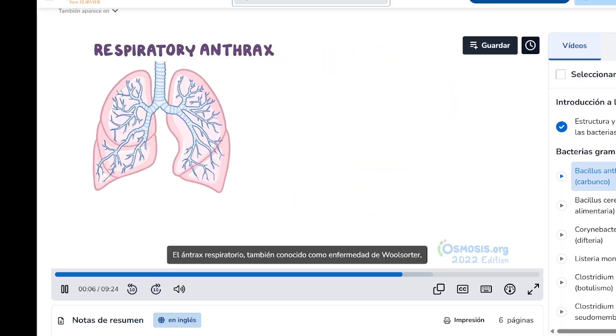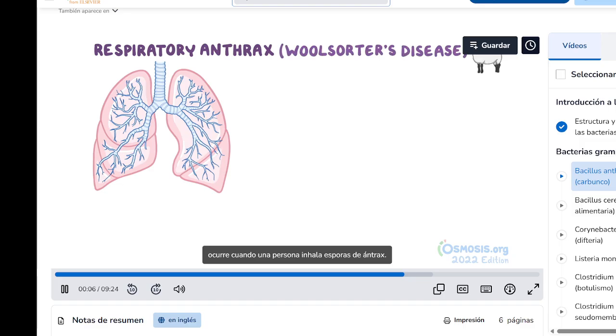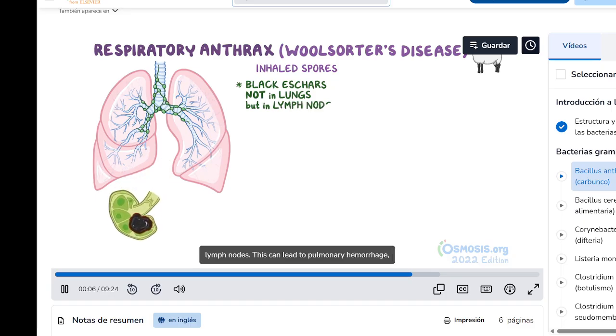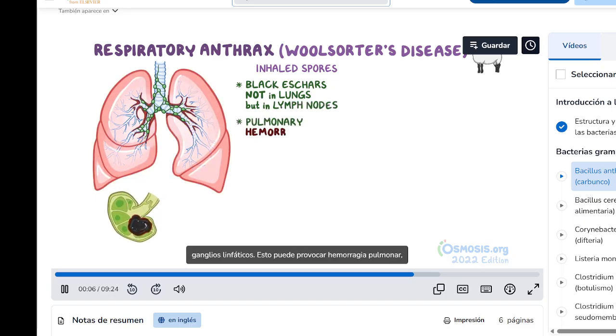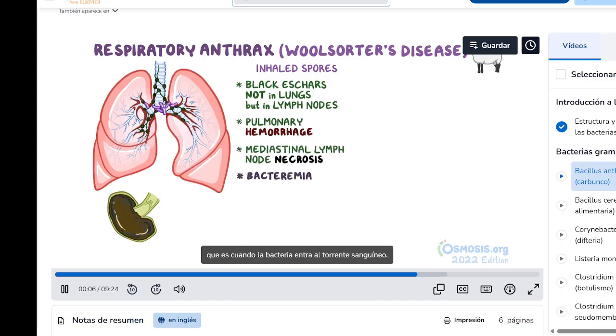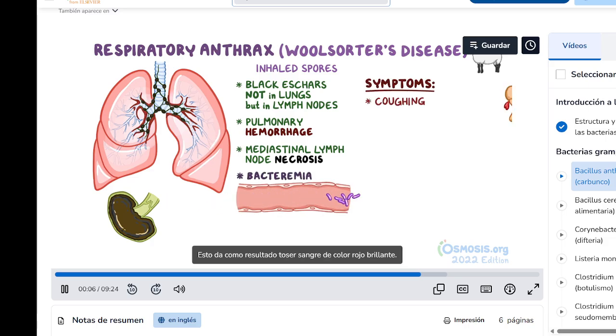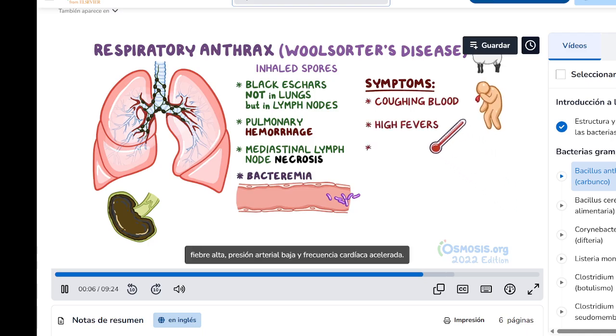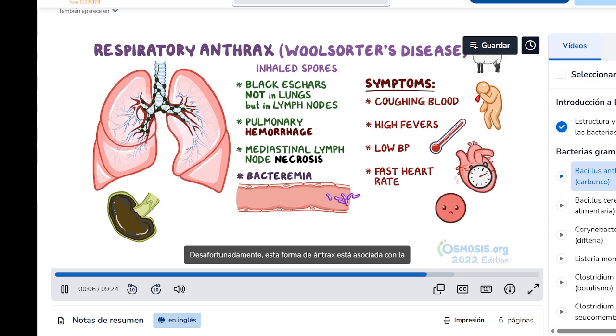Respiratory anthrax, also known as wool sorter's disease, occurs when a person inhales anthrax spores. However, in this form of disease, black eschars do not appear in the lung, but instead in the surrounding mediastinal lymph nodes. This can lead to pulmonary hemorrhage, severe mediastinal lymph node necrosis, and bacteremia, which is when the bacteria enters the bloodstream. This results in coughing up bright red blood, high fevers, low blood pressure, and a fast heart rate. So unfortunately, this form of anthrax is associated with the highest mortality rate.